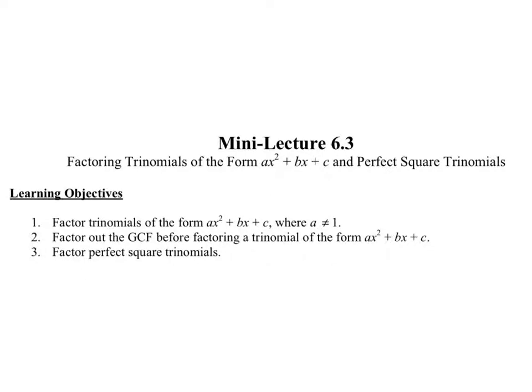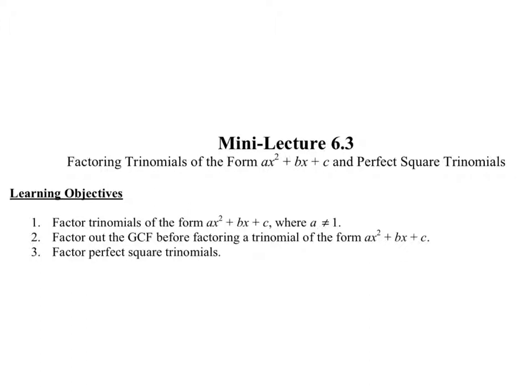In section 6.3, we are factoring trinomials of the form ax squared plus bx plus c and perfect square trinomials. Our objectives are to factor trinomials of the form ax squared plus bx plus c where a does not equal 1, factor out the GCF before factoring a trinomial of the form ax squared plus bx plus c, and factor perfect square trinomials. Now it's important to note that for the first learning objective, we're going to be using the trial and error method for factoring, also called the guess and check method of factoring.